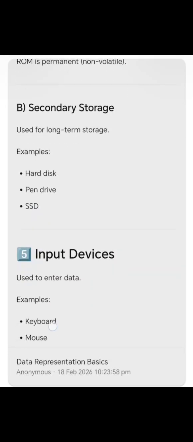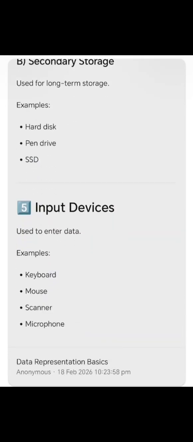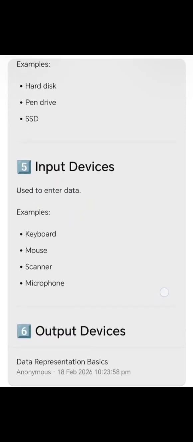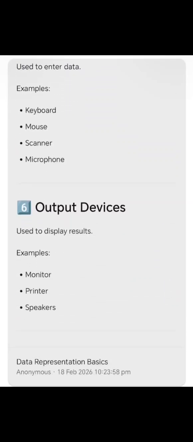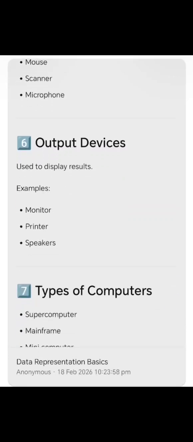And input devices. You enter the data into these devices. For example, you can give your input through keyboard, mouse, scanner, and microphone. And output devices: whatever inputs you give through these devices, you get the output from the output devices. Output devices display your output. For example, you can use a monitor, printer, and speakers as output devices.